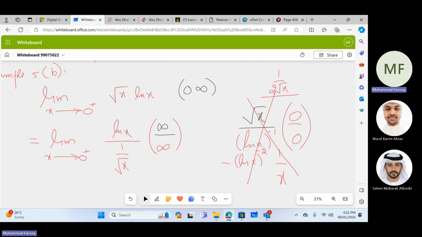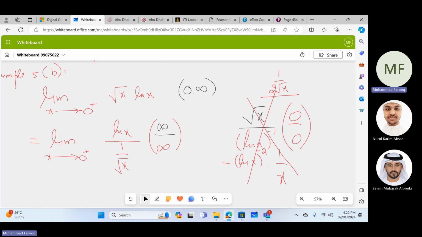My denominator is ln x to the power -1. As per the requirement, I have to differentiate my denominator. The L'Hôpital rules require that you clearly identify your numerator function and your denominator function. What is your numerator here? ln x. Very good. And the denominator? 1 over root x.